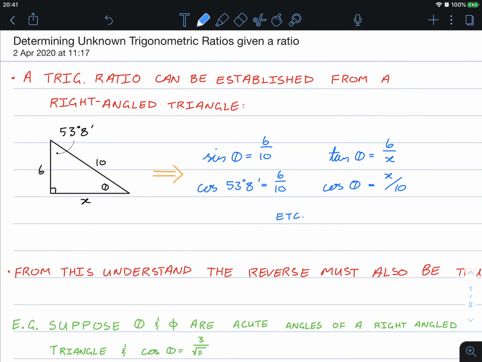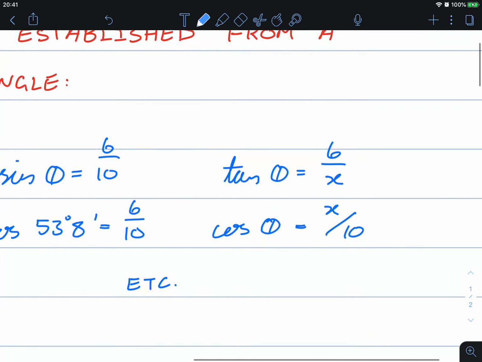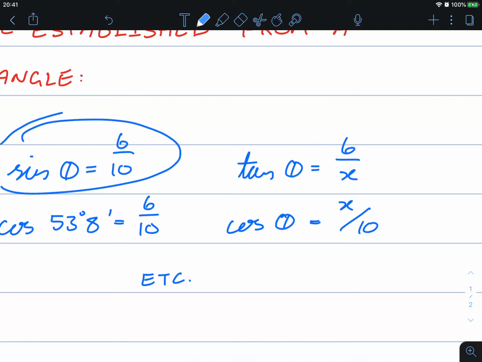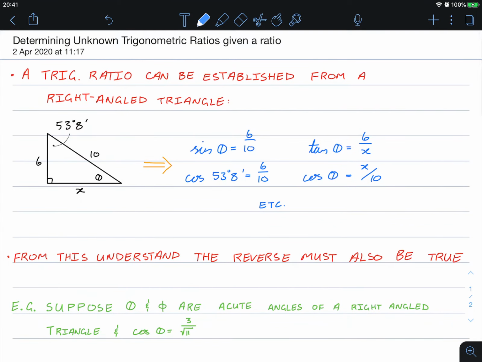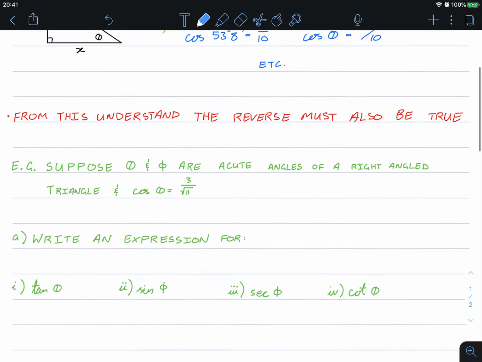But the reverse must also be true, meaning if we were given these ratios, we should be able to draw a triangle from them and figure out what the other ratios are. It'll make a little bit more sense once we do an example.